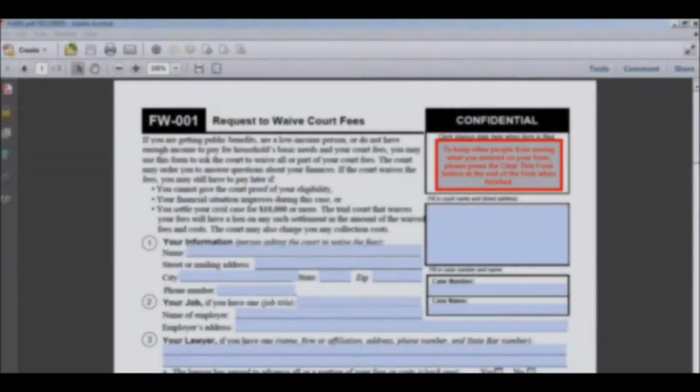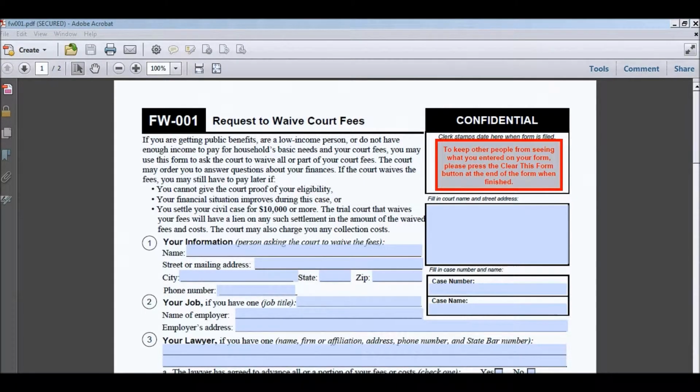Okay everybody, so the first thing that you want to do is basically go online and download two forms. This is the first one, it's the FW001 form up here, and the second form you want is the FW003 form, and you have to use both of these forms together.